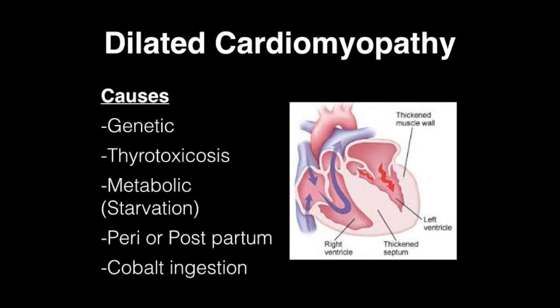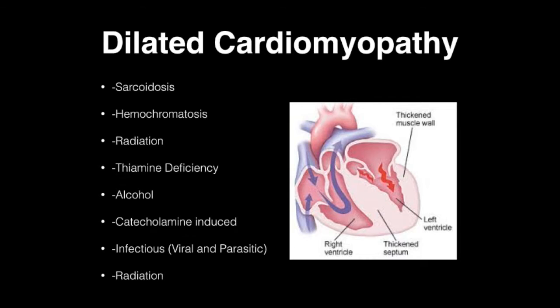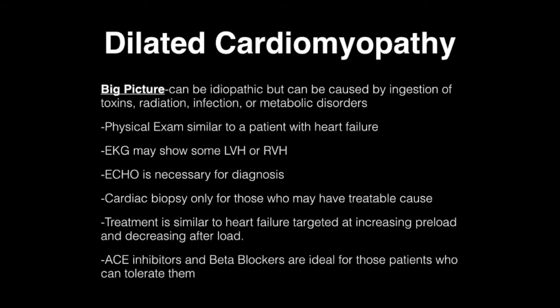They list the causes to be genetic: thyrotoxicosis, starvation. It can be peri or postpartum, cobalt ingestion, sarcoidosis, radiation, hemochromatosis, thiamine deficiency, alcohol, catecholamine-induced, infectious, which can be viral, parasitic, and/or radiation. Big picture item, I would just point out that it can be idiopathic, or it can be caused by ingestion of toxins or radiation or infection or metabolic disorders.